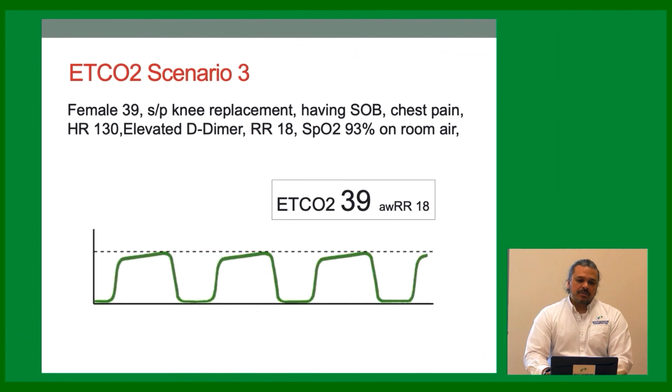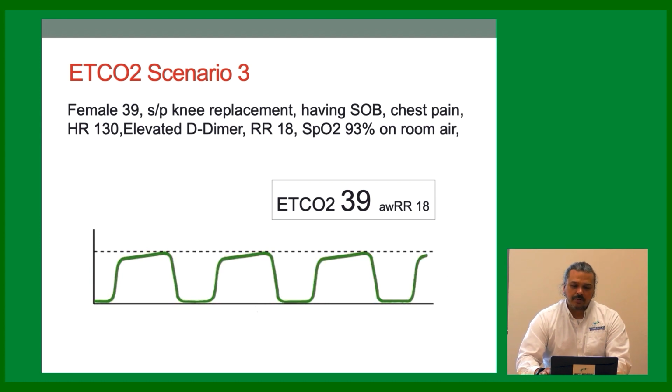Female, 39, status post knee replacement, having shortness of breath, chest pain, heart rate of 130, elevated D-dimer, respiratory rate of 18, sat of 93% on room air. We have an end-tidal that's normal, 39. Respiratory rate increasing from 18 to 35. What would you expect the end-tidal to be? This is a tricky one because you never know. All things considered, an increasing respiratory rate should mean that the end-tidal is lower. However, this patient probably has, from the things that we're looking at, a pulmonary embolism.